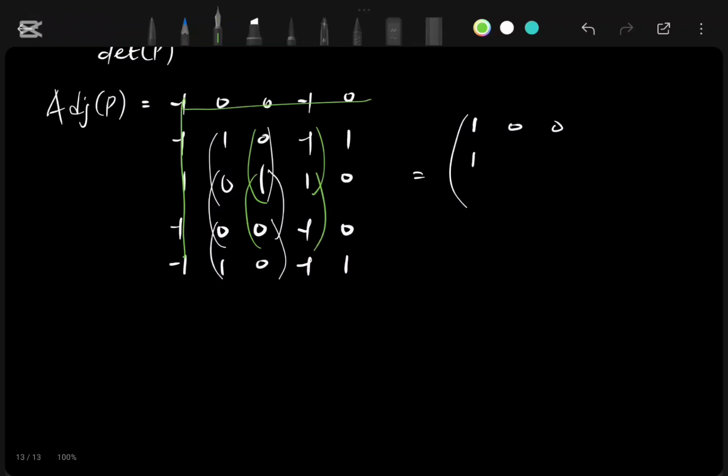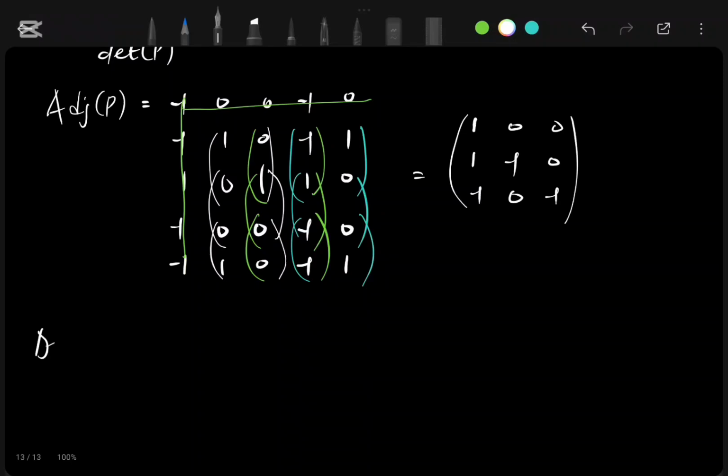This determinant also gives us minus 1. This determinant will give us 0. Finally, this determinant will give us minus 1. This determinant will give us 0. This determinant will give us minus 1.